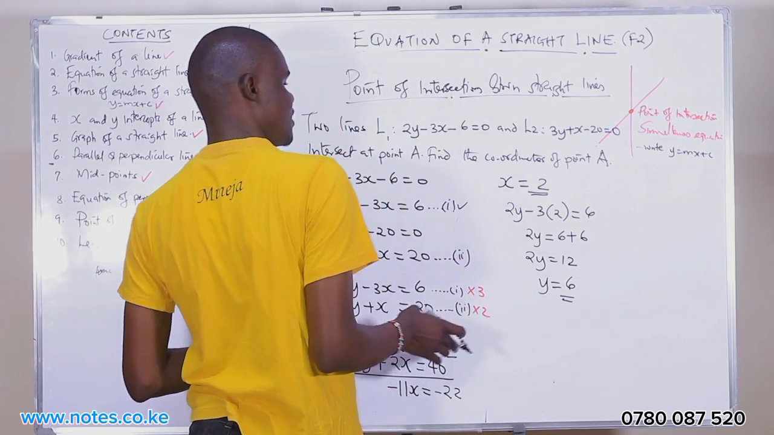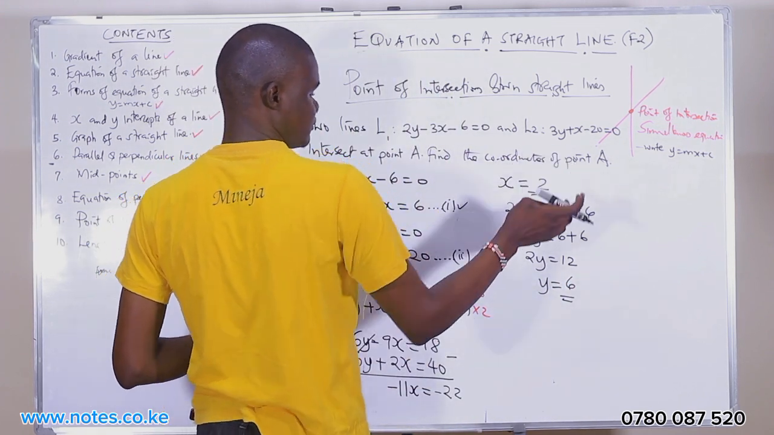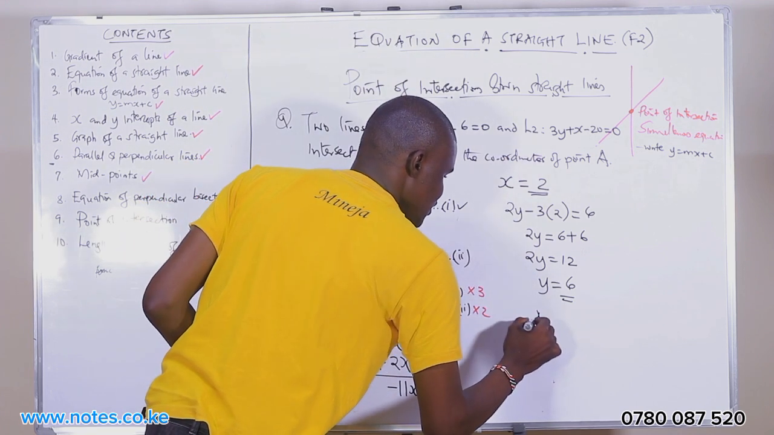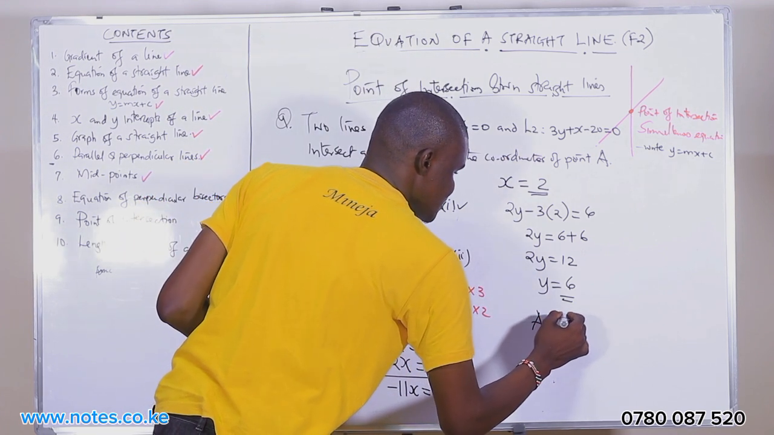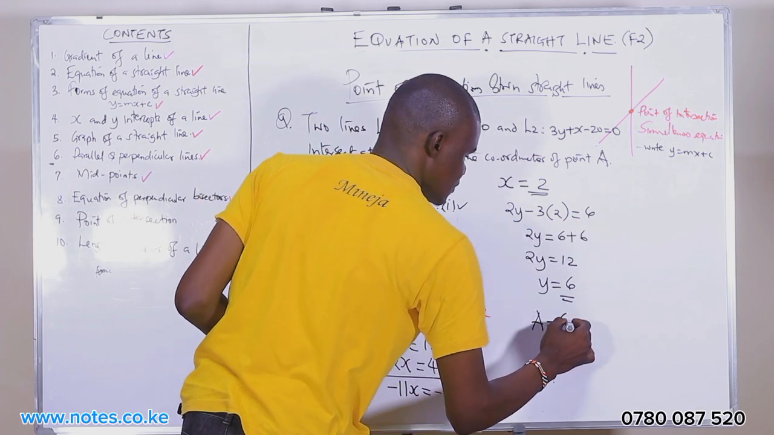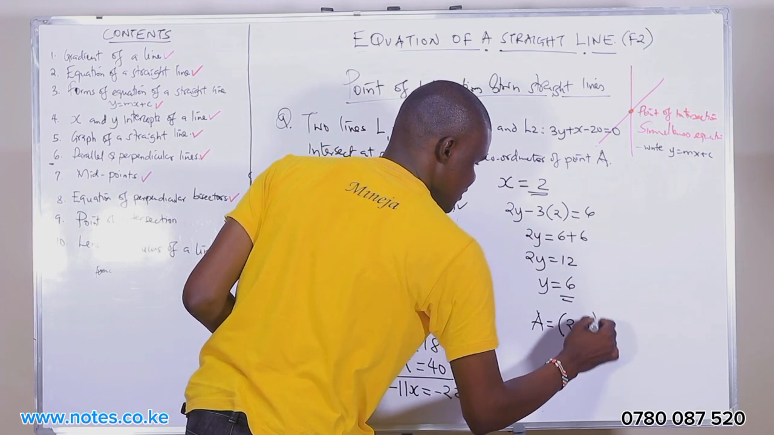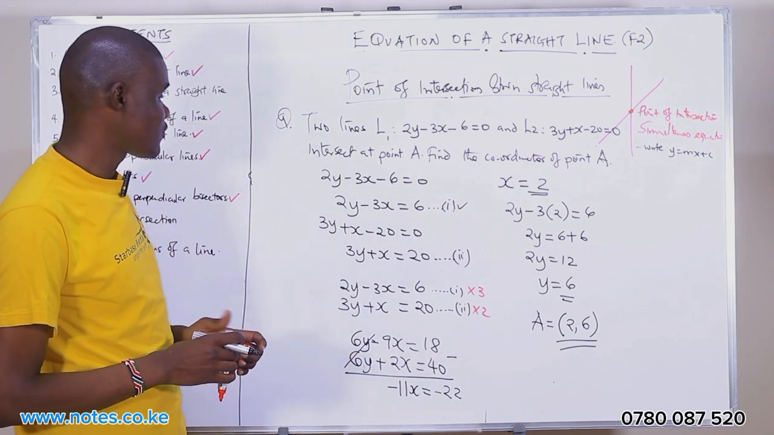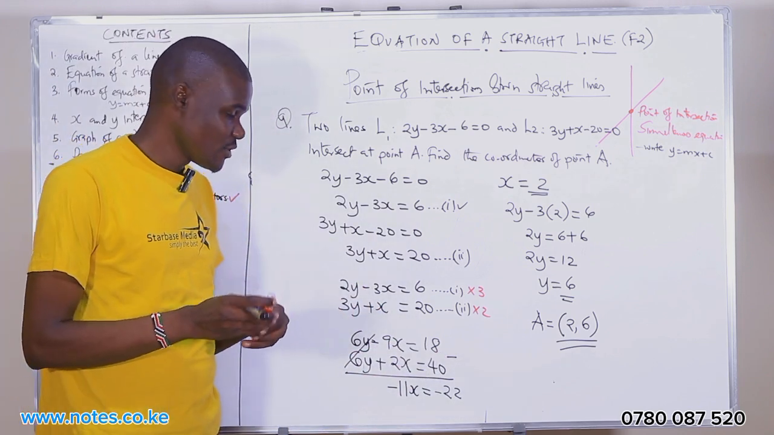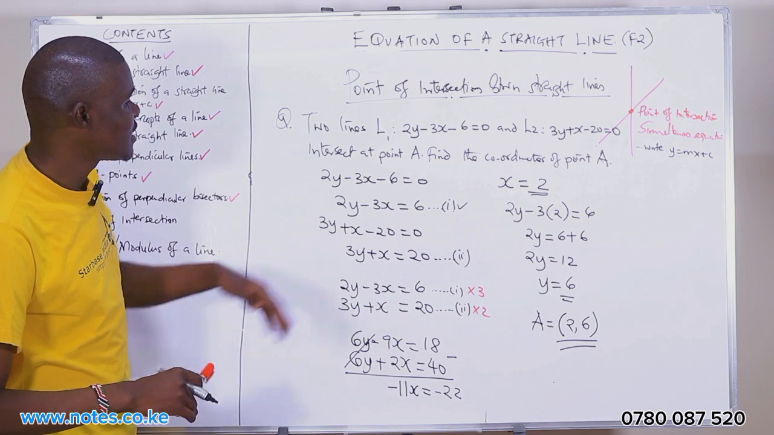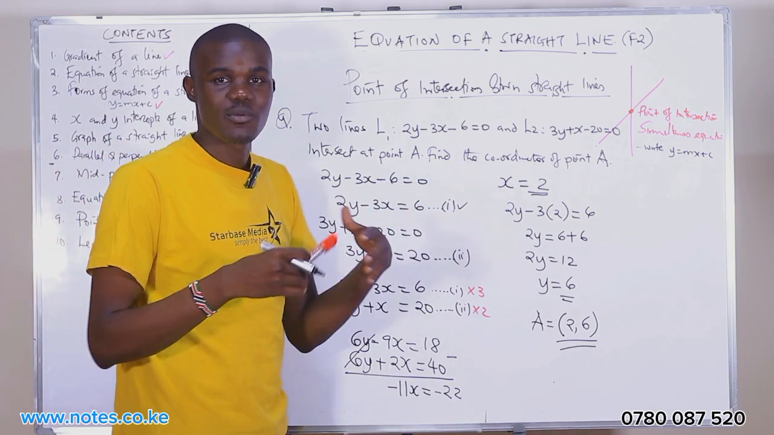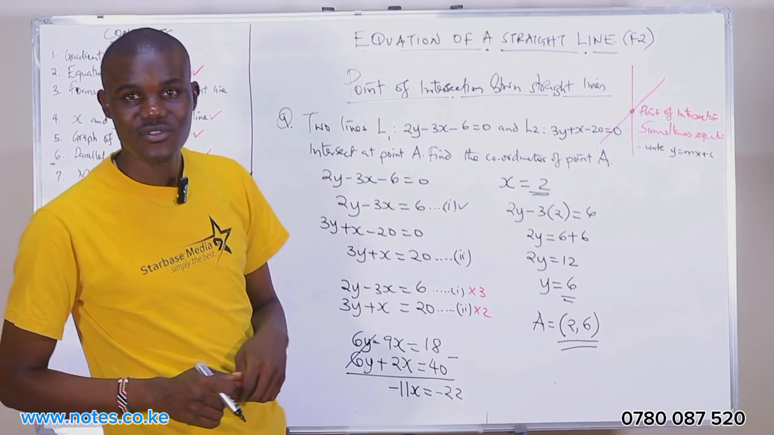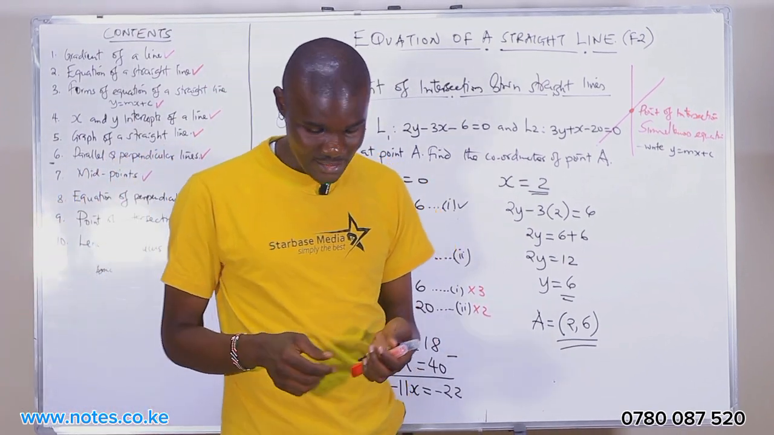So having the coordinates of x and y, you can now write the coordinates of point A as (2, 6). And normally it is 5 marks or 4 marks depending. So that is the simplest way to get the coordinates of a point of intersection. I hope you got it. You practice so that you get the concept and it sinks.